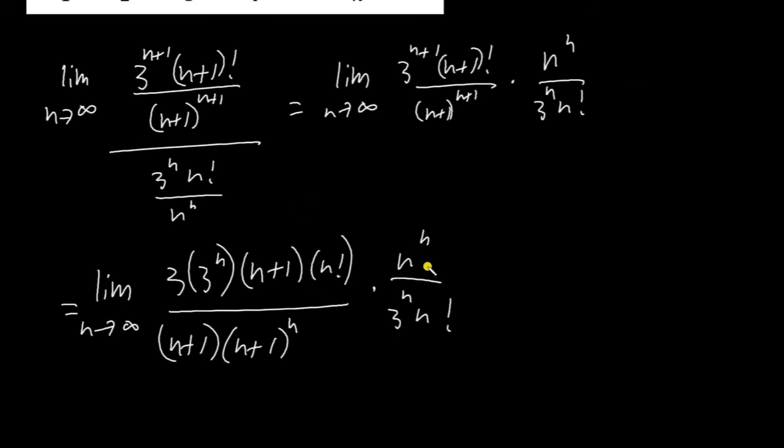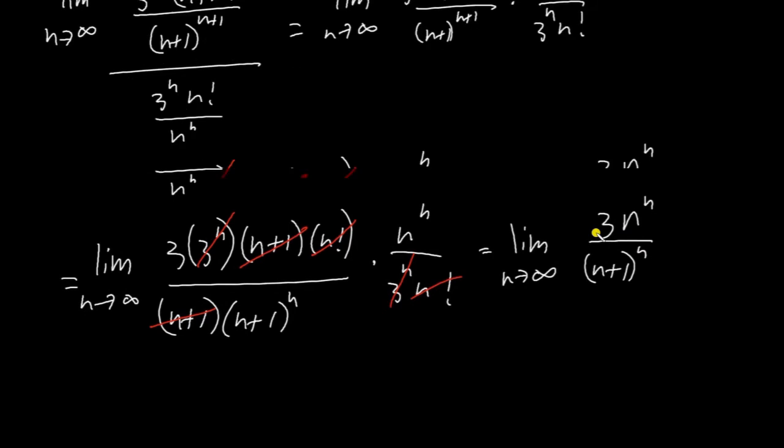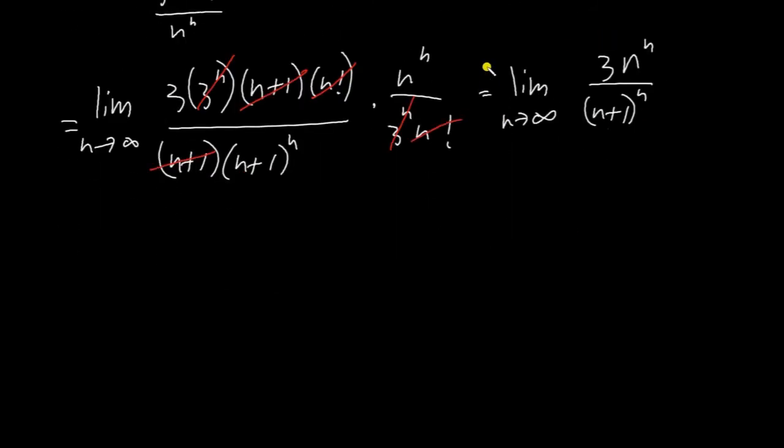So we have the n factorial canceling there. We have the 3 to the n canceling there. We have the n plus 1 canceling within the first part of the limit. So this simplifies to the limit as n approaches infinity of 3 times n to the n over n plus 1 to the n, okay? Now, even if I just gave you this limit, it would be a little bit tricky to evaluate. So let's see how we can do it.